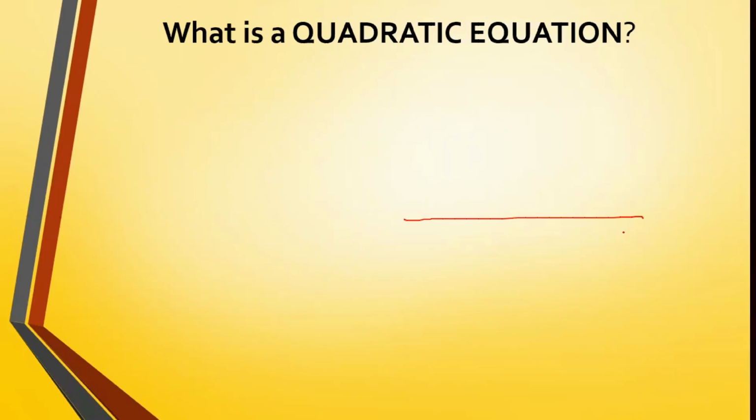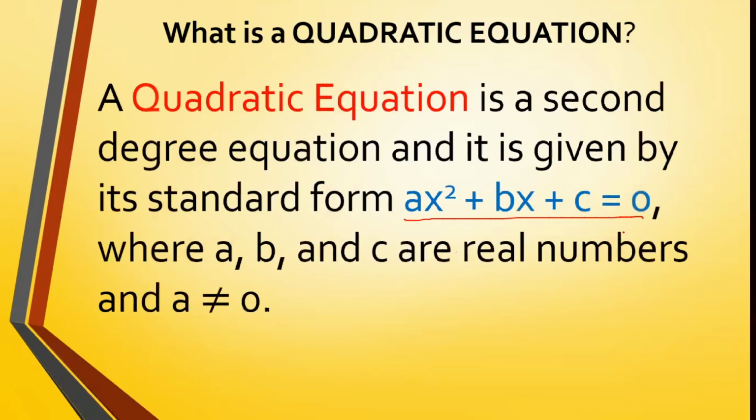The question is, so what is the standard form of a quadratic equation? Anyone? The standard form of a quadratic equation is ax squared plus bx plus c is equal to 0. Okay, very good. So the standard form of a quadratic equation is given by ax squared plus bx plus c equals 0. Very good. So how many terms are there in the standard form? 3 terms. Okay, very good. There are 3 terms in the standard form.